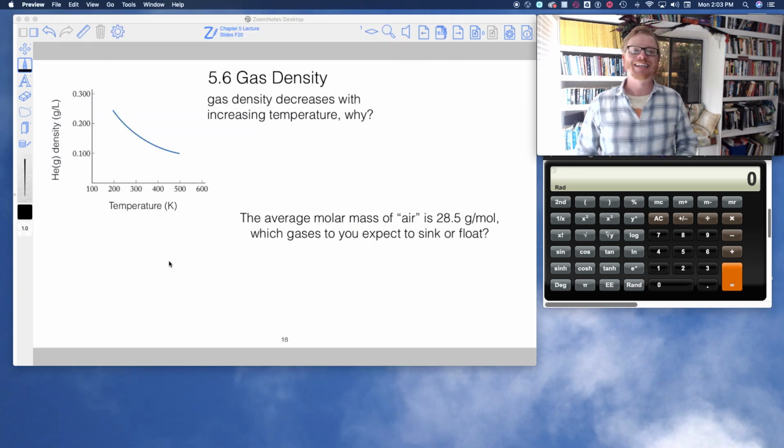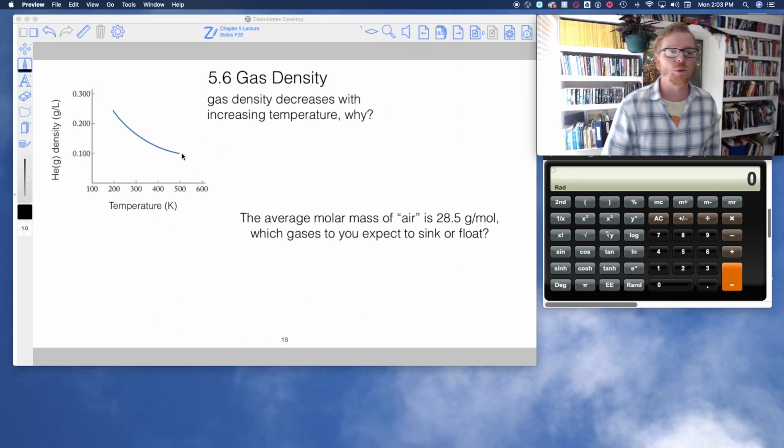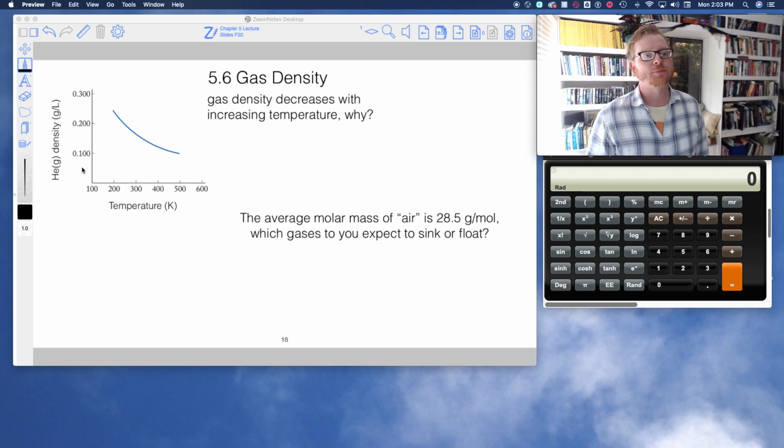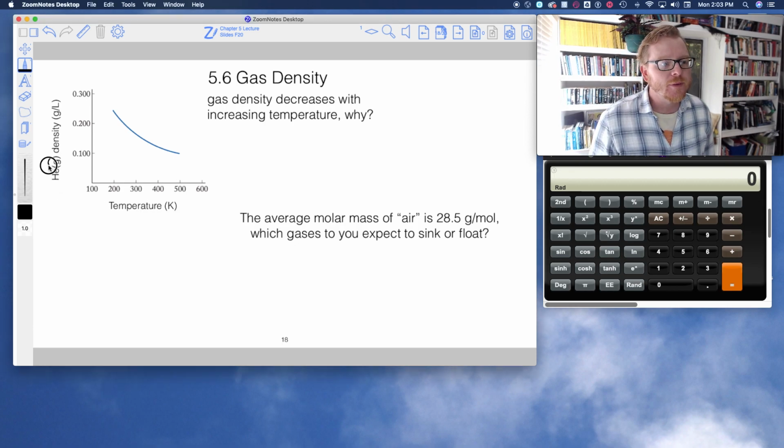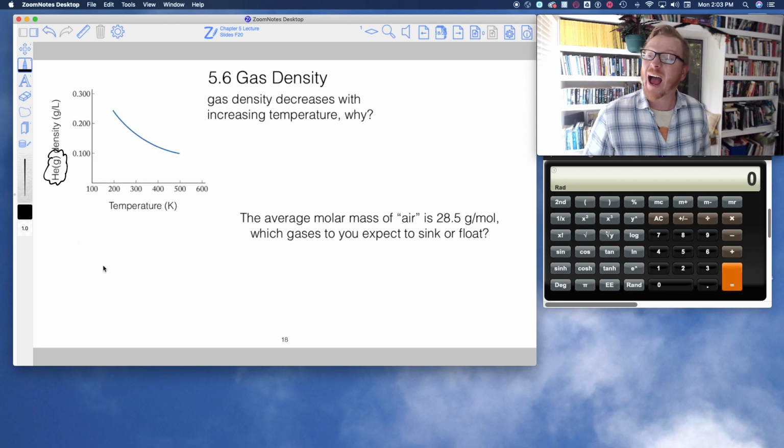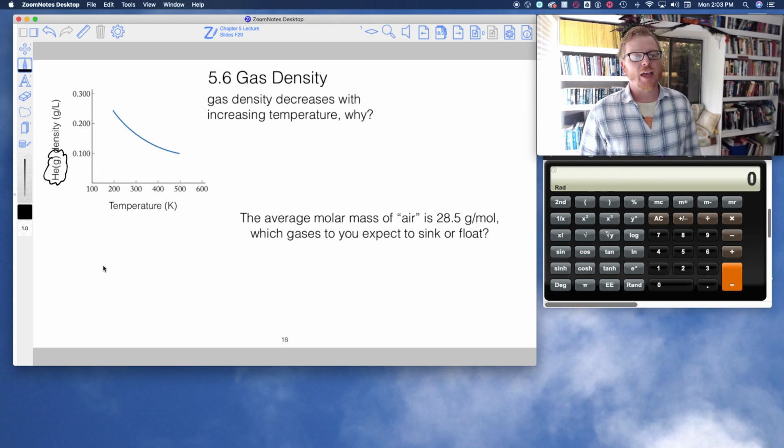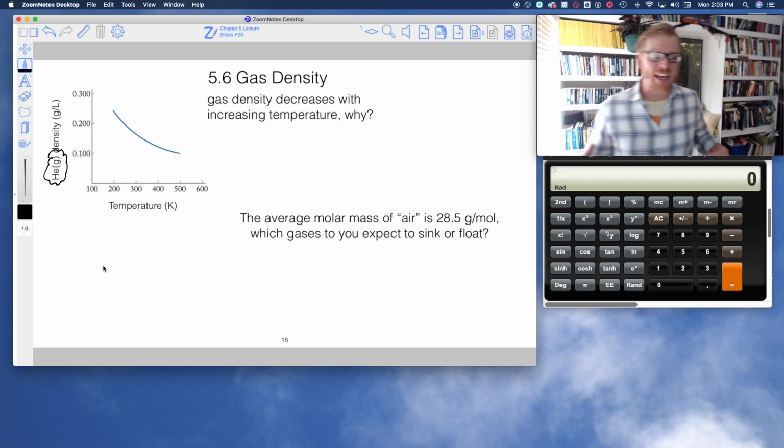So gas density. So I'll start here with this graph that I have. And note specifically, this is helium. Okay. So as it turns out, in the ideal gas equation, PV equals nRT, there's nothing in that equation that says specifically what gas it is, because it's the ideal gas equation. We assume all gases behave the same.